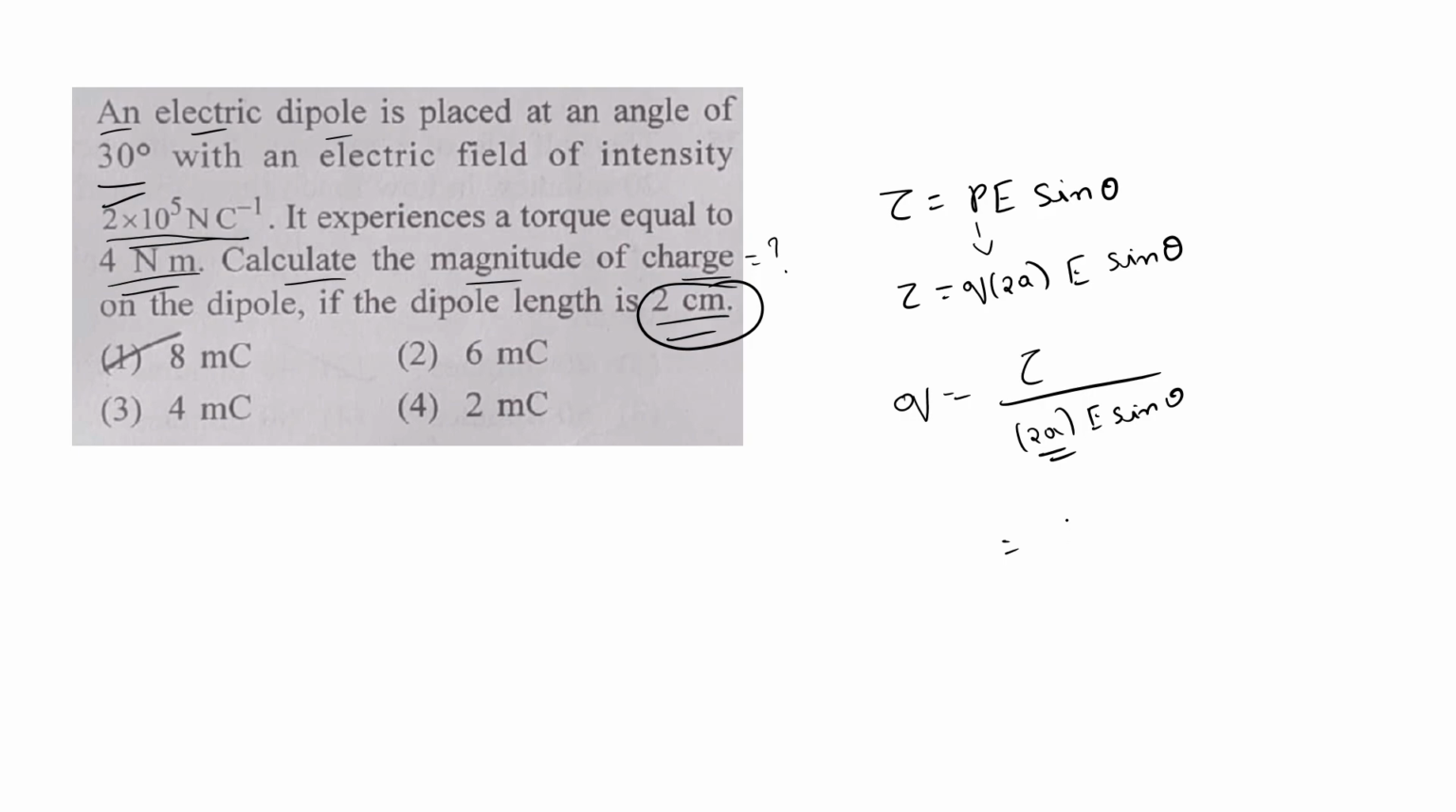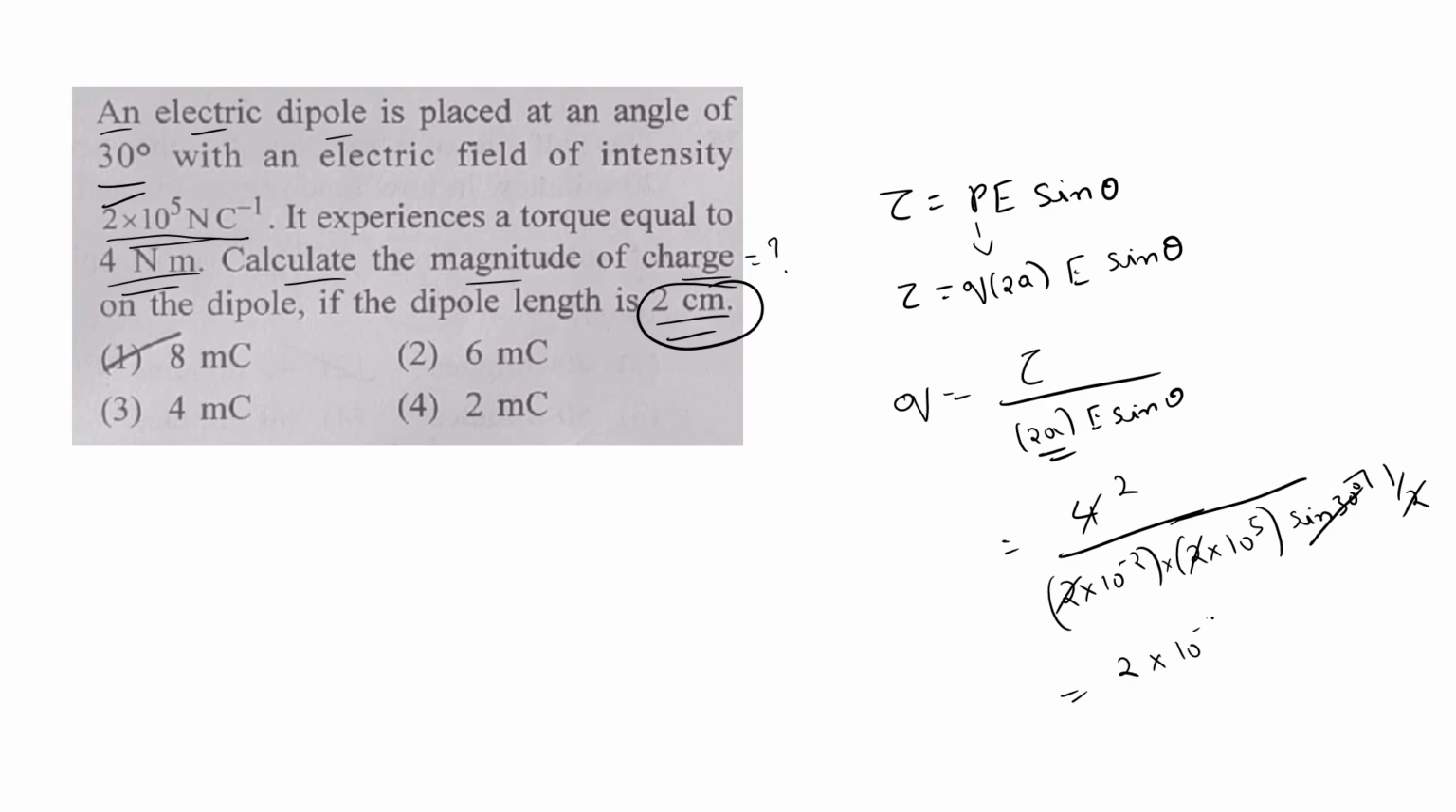Okay, and torque is 4. So this is 2 × 10^-2 into E, which is given as 2 × 10^5, sine 30 degrees. Sine 30 is half. So 2 and 2 get cancelled. 2 ones are 2, 2 twos are 4. So this will be 10^3 coming up.